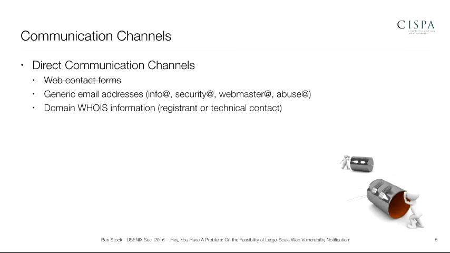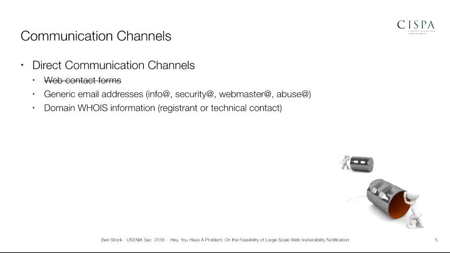So rather, we focused on using different types of email addresses, and that is on the one hand what we call generic email aliases, which is info@, security@, webmaster@ and abuse@ that domain. And on top of that, also information we gathered from the WHOIS registry, that is either the registrant of the domain or the technical contact if there is no registrant address.